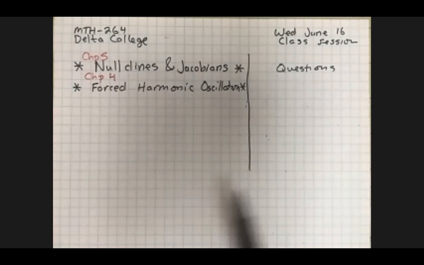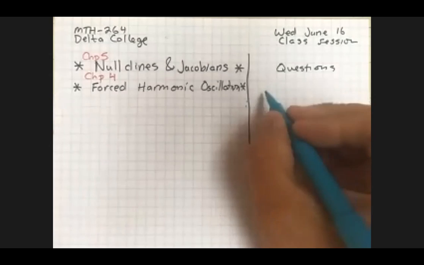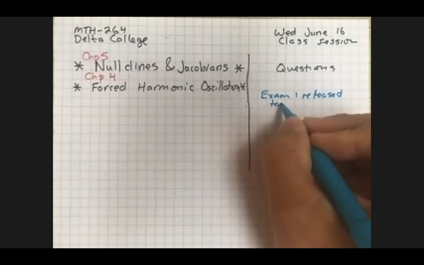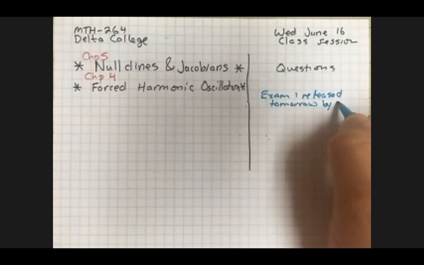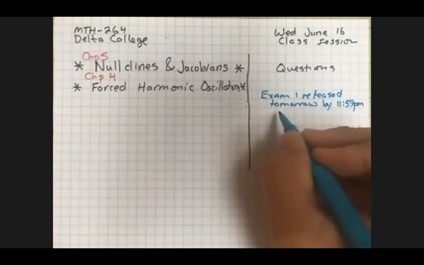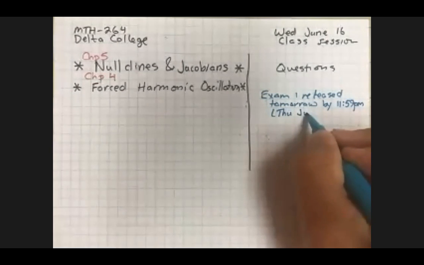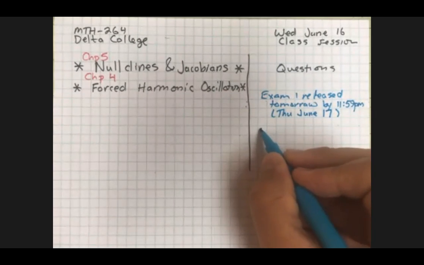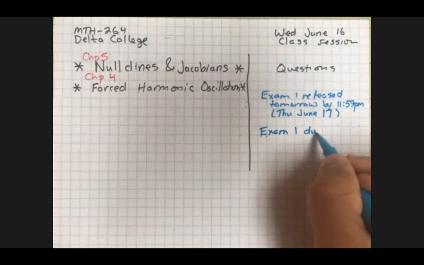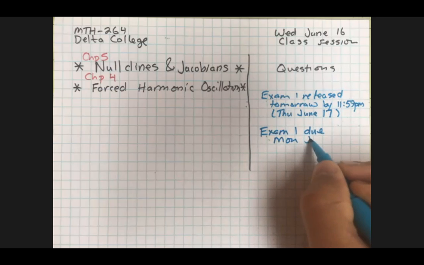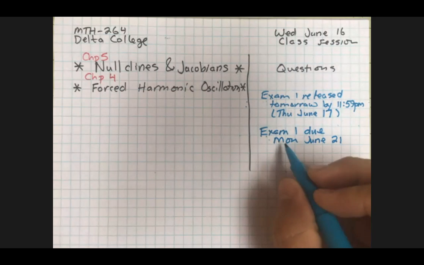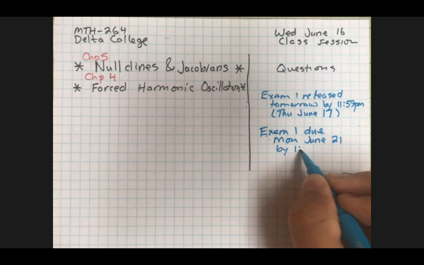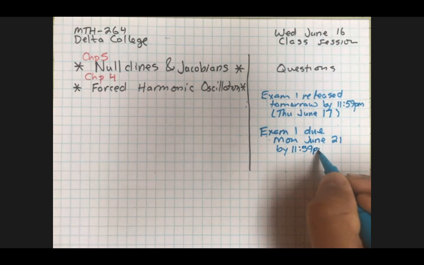Apart from the exam reminder, we're going to just jump right in. Exam two released tomorrow by 11:59 p.m. And tomorrow is Thursday, June 17. So as soon as you hand in your other homework, or about the same time you're handing in your last homework for this week, exam two is due, just as the last time, Monday, June 21, the following Monday, since you're doing no homework, no new presentations over the weekend, by 11:59. In our assignments folder, so you guys know that drill.